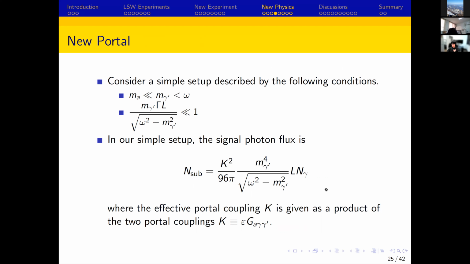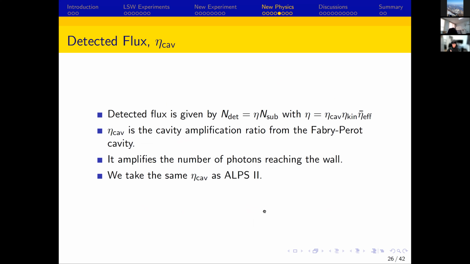And in this case, the two couplings are merged into a product and can be thought of as a new effective coupling K. Also, it is proportional to L, since it is a decay process, and as L becomes larger, there is plenty of time for decay. After that, I want to mention some technical details on the detected flux. The flux detected in the detector is proportional to the number flux of sub-frequency photons, with a constant eta, given by the product of eta cavity, eta kinematic, and eta efficiency.